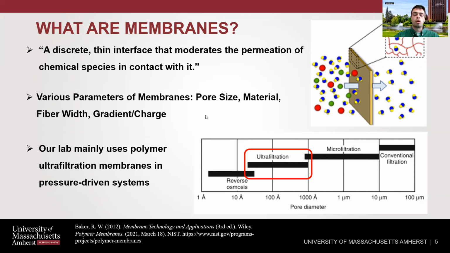Other parameters are material, fiber width, which plays a big role in flux, which is the rate at which a gas or liquid passes through the membrane, and gradient or charge, which helps specify what substances are able to permeate the membrane. Our lab mainly uses polymer ultrafiltration membranes in pressure-driven systems. So this is how our membranes compare to other membranes in terms of pore size.